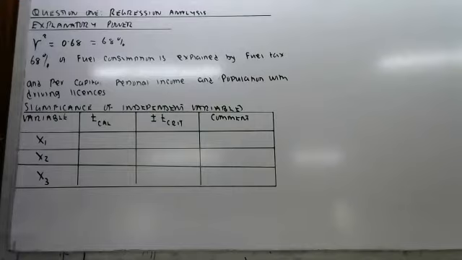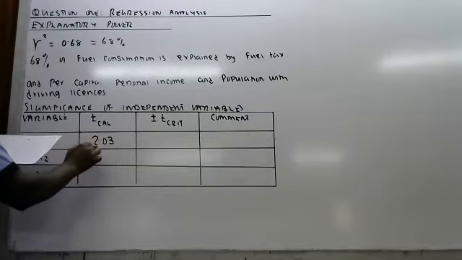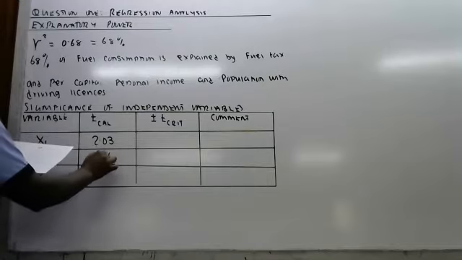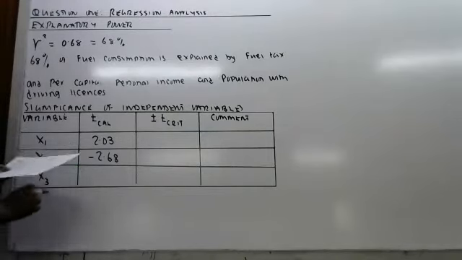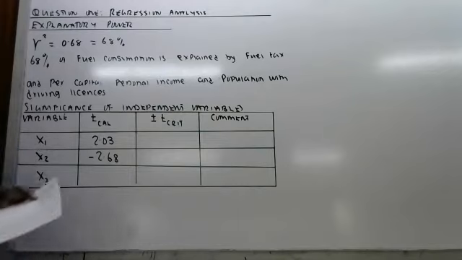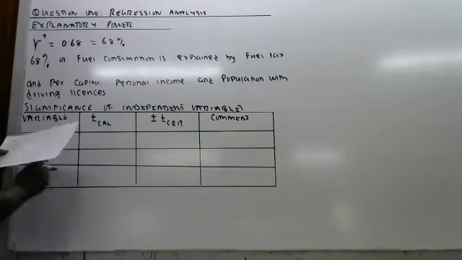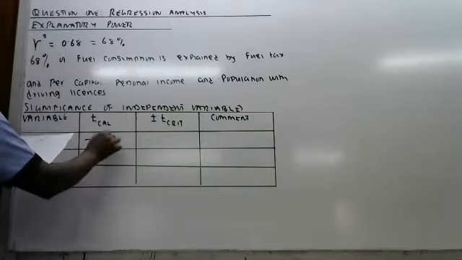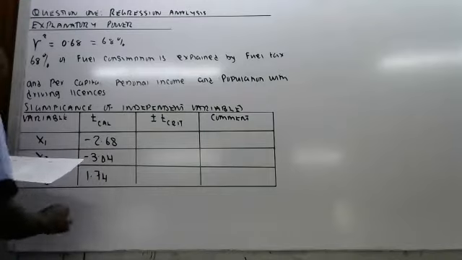So the T values. The T calculated: 2.03, minus 2.68 is the first one, eh? Your intercepts. We don't need that. So for the X1 is minus 2.68 and then minus 3.04 and 1.74.